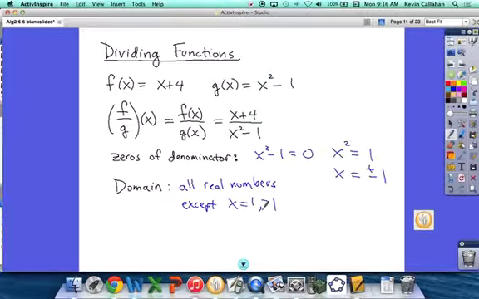Now, most of the time, the way you would write this as a domain is you would do this. X does not equal plus or minus 1, something like that. You wouldn't necessarily have to say all real numbers except, you just say x does not equal that number and that number. And that implies it could be anything else.